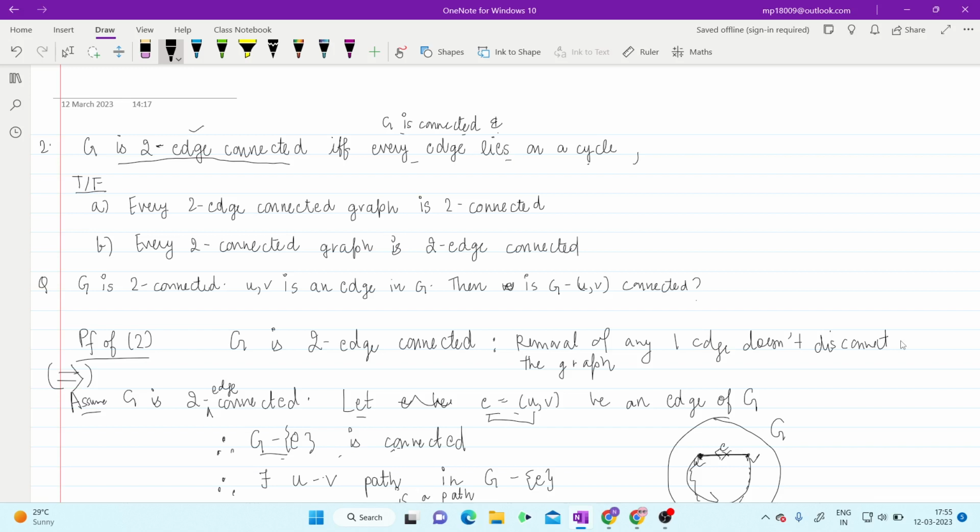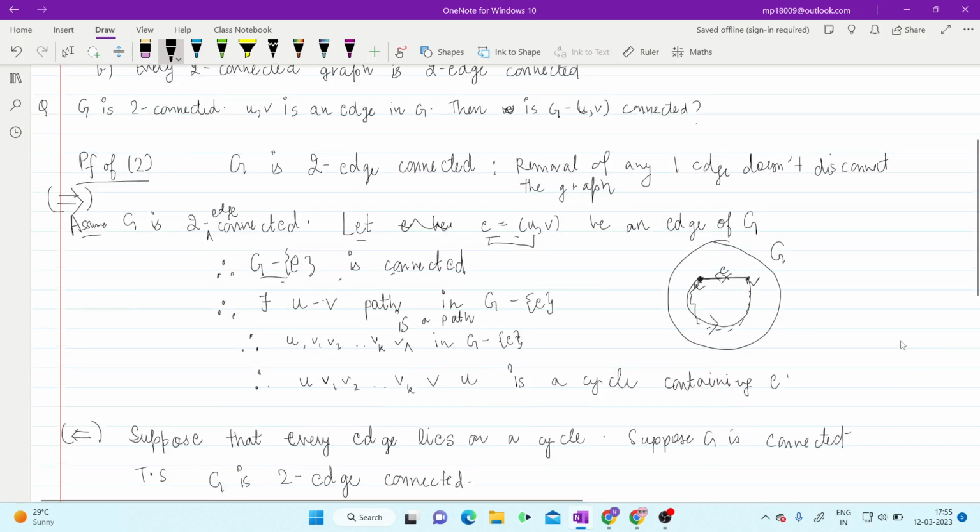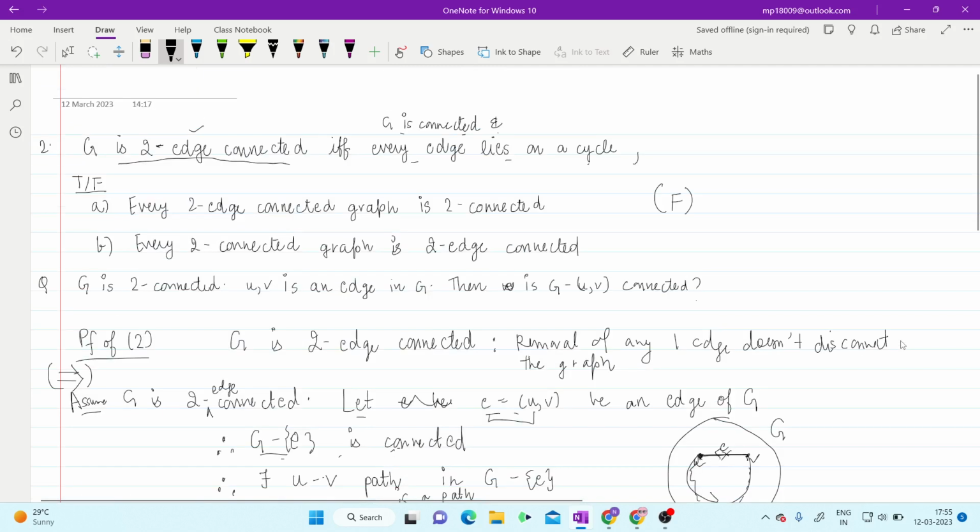First is that every two edge connected graph is two connected. So what do you think? Is it true or false? False. Why? Yes, so if you remove one edge, then the graph doesn't disconnect. So every two edge connected graph is two connected.